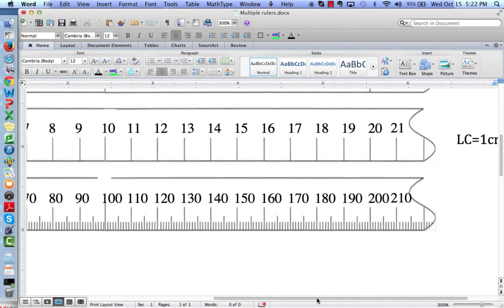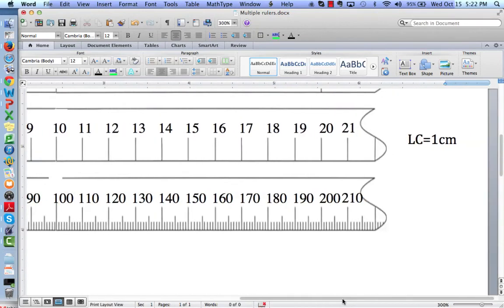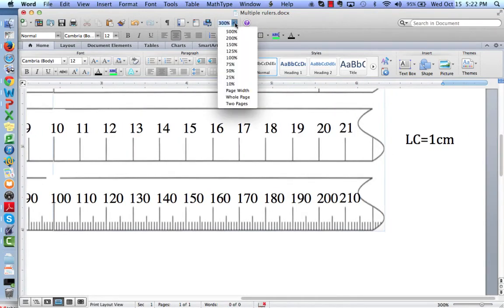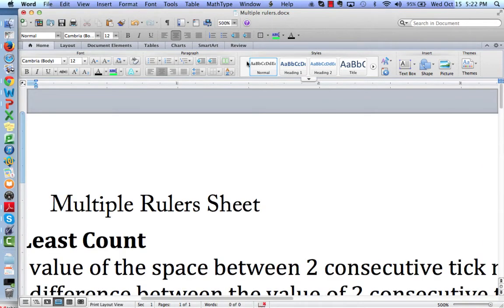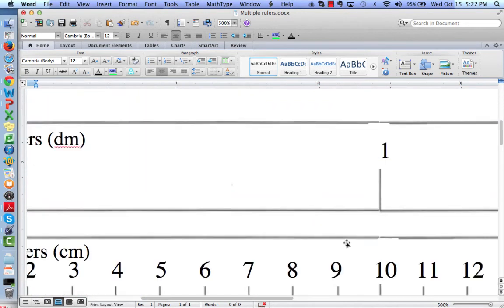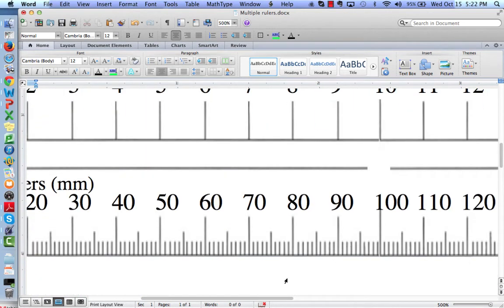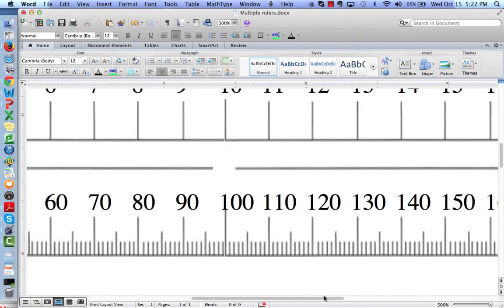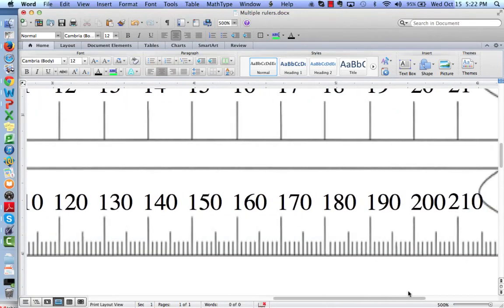All right, so let me move this over just a little bit more and see if I can zoom in any more. Ooh, wow. Well, maybe this will work for us. Oh, yeah, there we go. Wonderful. A little blurry, but you get the gist.